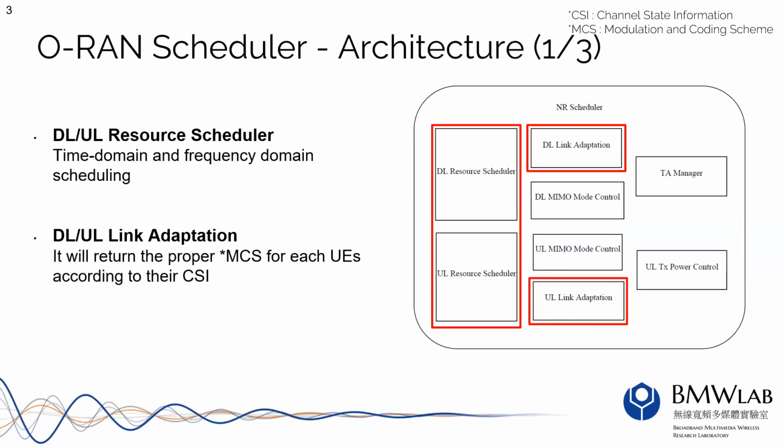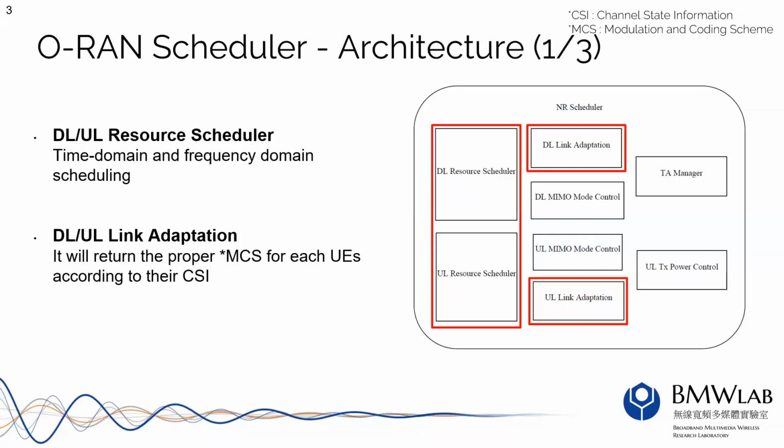The resource scheduler includes downlink and uplink, and this submodule is used to do the time domain and frequency domain scheduling. Or you can say the resource scheduler is used to allocate the physical resource blocks I just mentioned before. And the next one is the link adaptation.